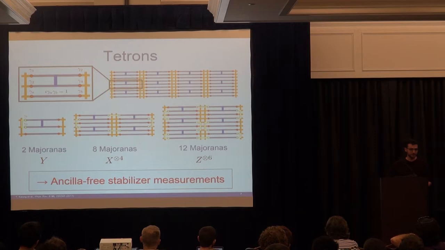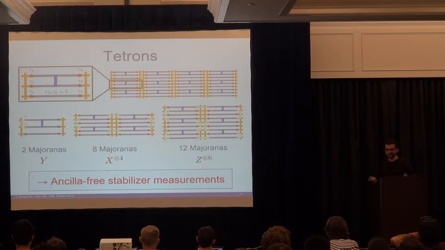So these pictures here, I won't explain them too much. They just show the qubits that Microsoft is currently trying to build in Copenhagen. They're called tetrons, and they're basically these four-Majorana qubits that we had before. And if you arrange them like this, then they form a square lattice of qubits. And there are certain protocols to measure two Majorana operators, like Y, eight Majorana operators, 12 Majorana operators.